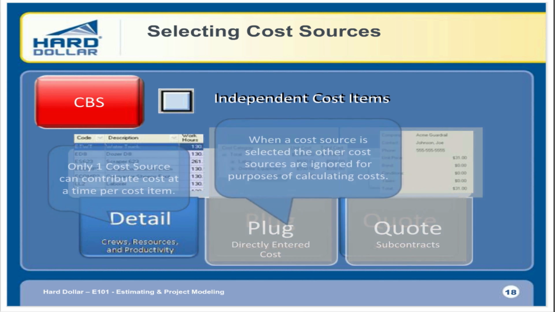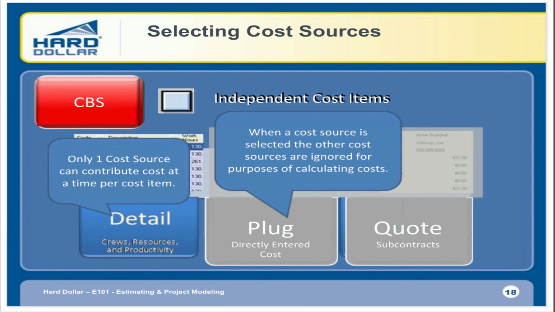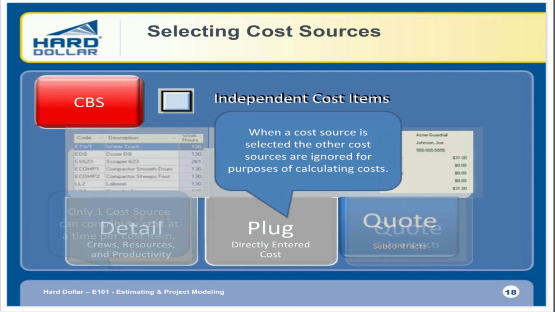Although there are three cost sources, only one can contribute to the cost of an item at a time. So in this example, the detailed cost source is utilized on the independent cost item. As a result, the other two cost sources are non-utilized or suspended. If the cost source is switched to quote, then detail and plug would be suspended.